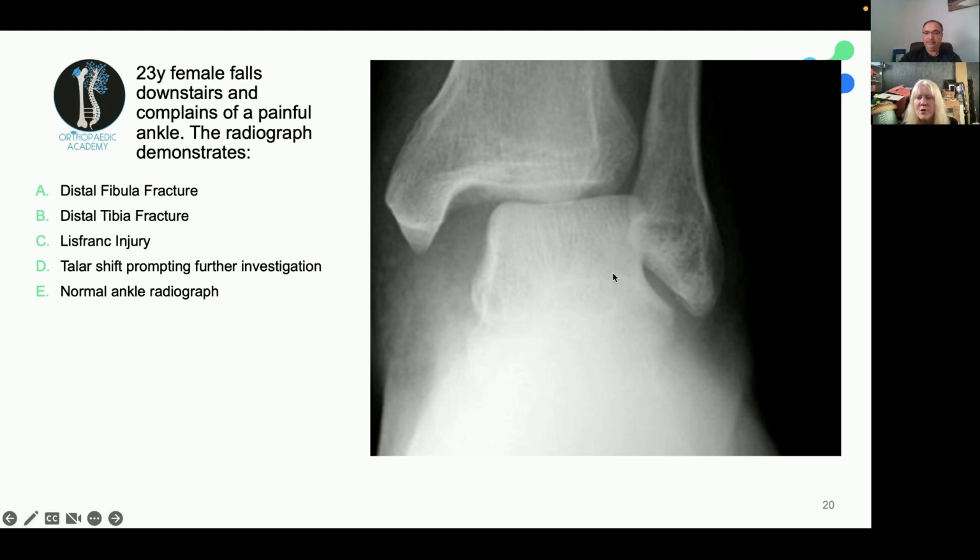And what do we need to look for? The proximal fibular fracture. This is the Maisonneuve injury, and this is the trap that you fall into if you don't examine the patient and x-ray the whole of the tibia and fibula. So the correct answer is talar shift, prompting further investigation.